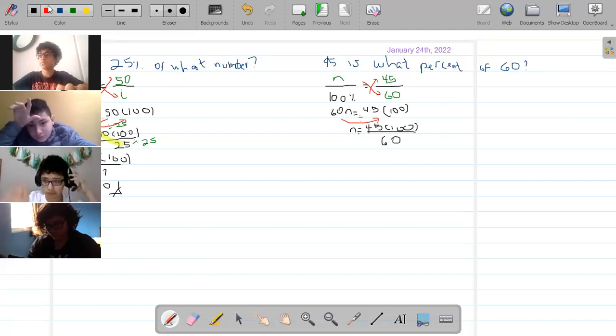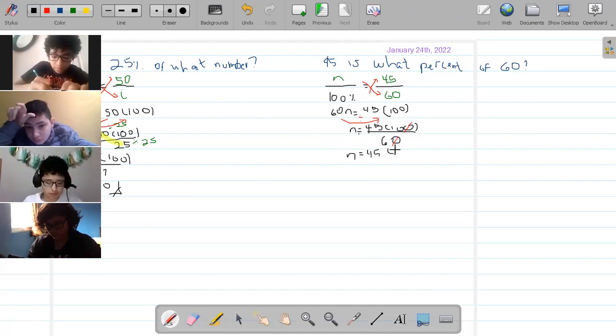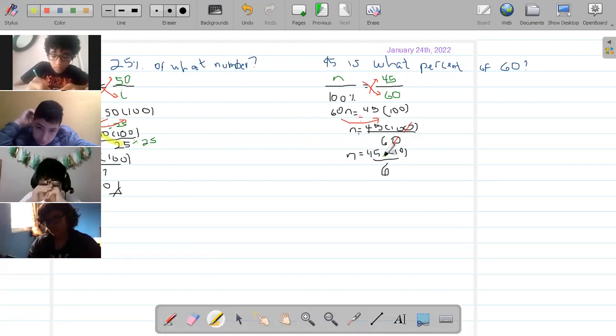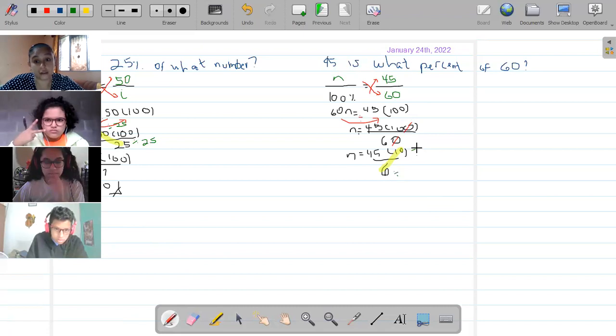Okay, so we have different forms to simplify. I want to cancel out the 0 here with this 0 that I have over here. So I have that n is equal to 45 times 10 divided by 6. Now we are going to see what numbers we can simplify. In this case, we can simplify 10 and 6. That's easier. By what number can we simplify the 10 and the 6? By 2. By 2, very good.